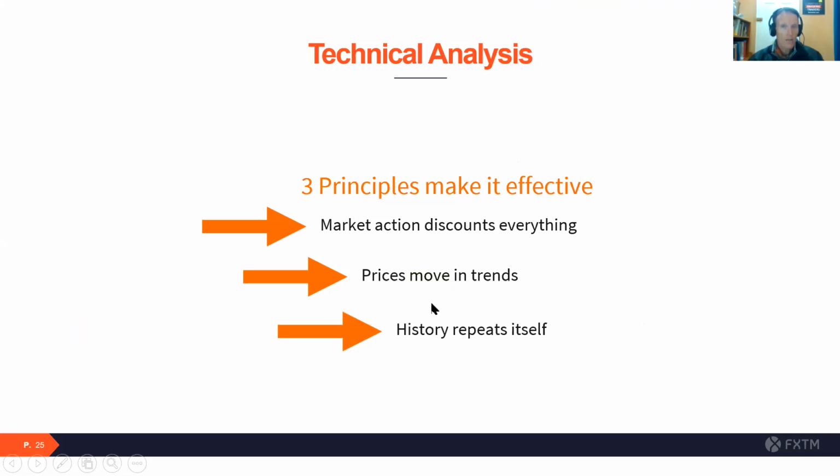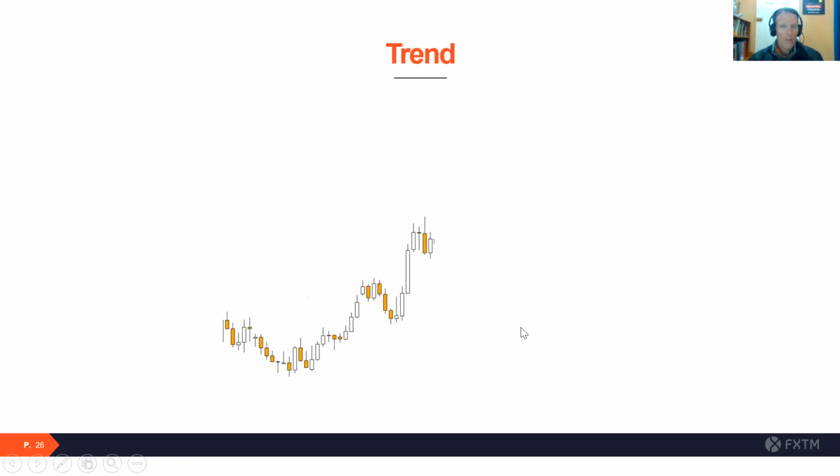And the last thing is people are creatures of habit. They do things for a reason, and that is what creates these patterns. History repeats itself, right? And this is the core of the market language.